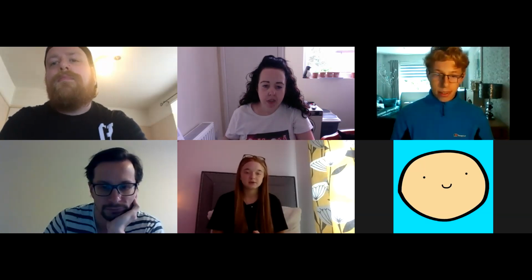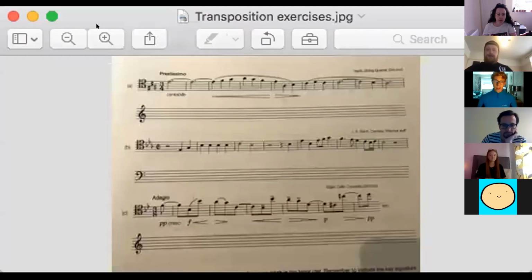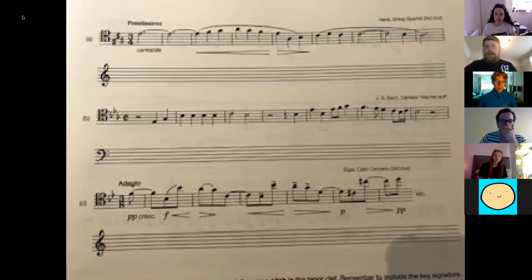Right, so transposition is basically when we are changing from one key to another, or we're changing from one clef to another.